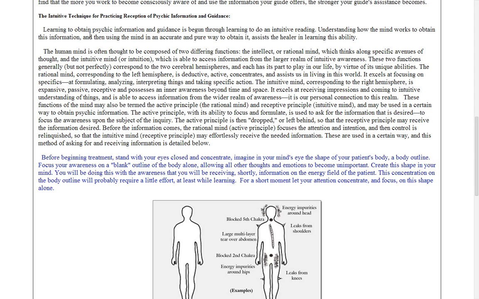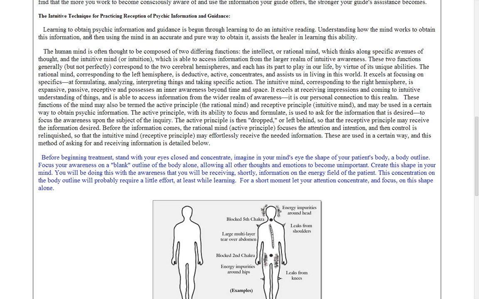The human mind is often thought to be composed of two differing functions: the intellect or rational mind, which thinks along specific avenues of thought, which is the left brain, left hemisphere, and the intuitive mind, or intuition, the emotional mind, which is able to access information from the larger realm of intuitive awareness, which is the right brain. These two functions generally, but not perfectly, correspond to the two cerebral hemispheres in the brain, and each has its part to play in our life by virtue of its unique abilities.